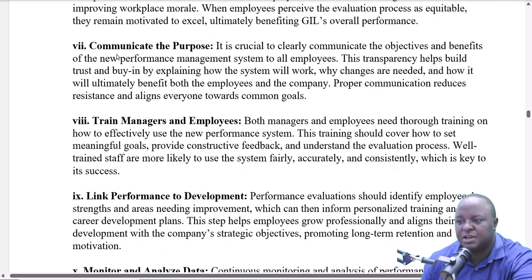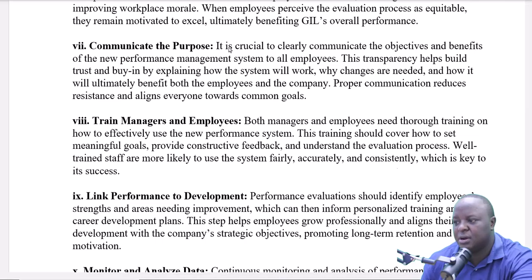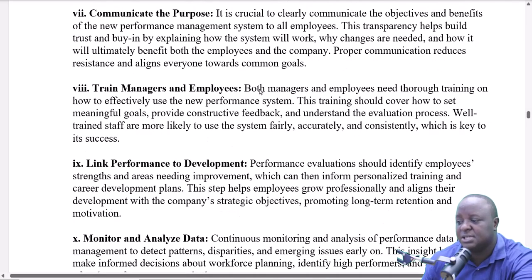Then, of course, we have communicate the purpose. It's very crucial to clearly communicate the objective and benefits of a new performance management system to all employees. This will help avoid resistance. This transparency helps build trust and buy-in by explaining how the system will work and why changes are needed and how it will ultimately benefit both the employees and the company.